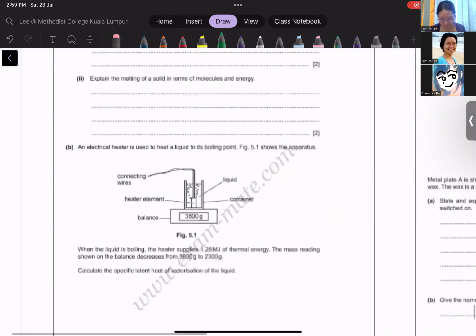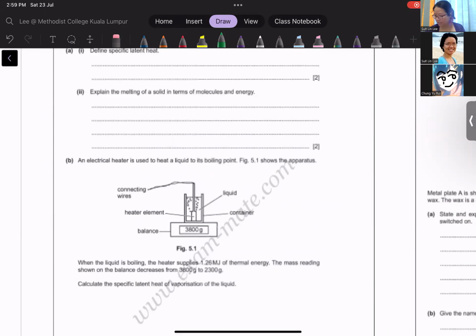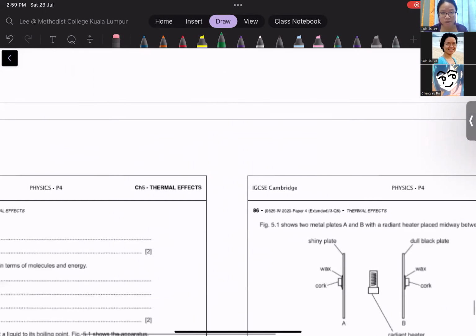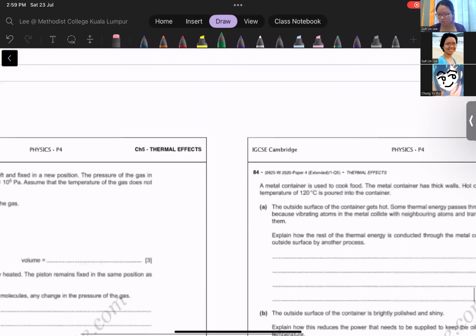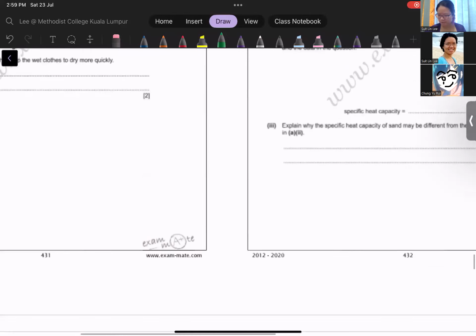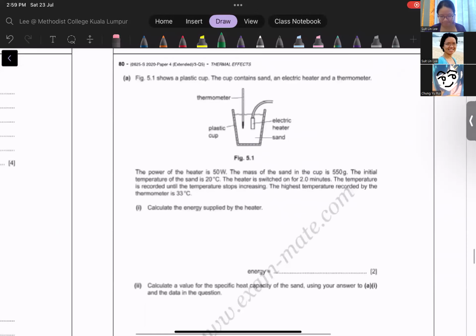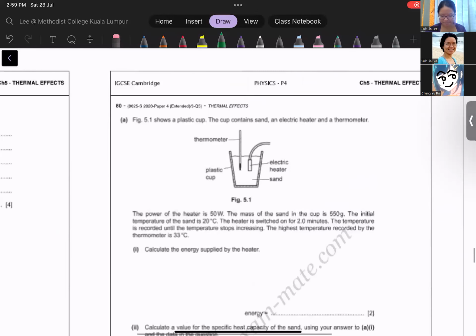But this one cannot yet because this one has boiling. So there's a change in state. We haven't reached there yet. So far we heat stuff only. We never changed the state yet. So we're going to look at probably this one, 80.